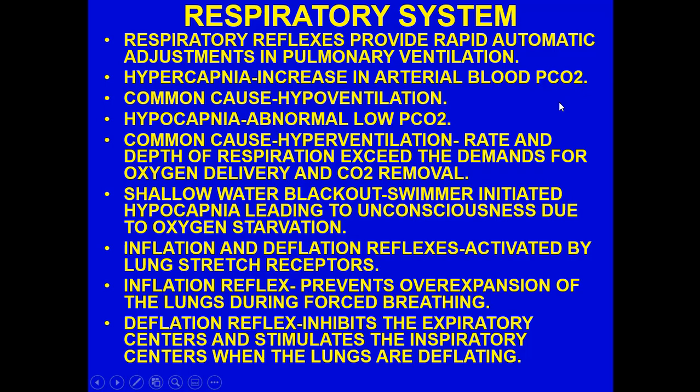Okay, so let's talk about a couple of other activities here, some other topics. Respiratory reflexes provide rapid automatic adjustments in pulmonary ventilation. We've talked about the brain system that controls it. Let's also talk about some of the other aspects of this. When we talk about hypercapnia, this is the increase in arterial blood PCO2. Common cause, hypoventilation.